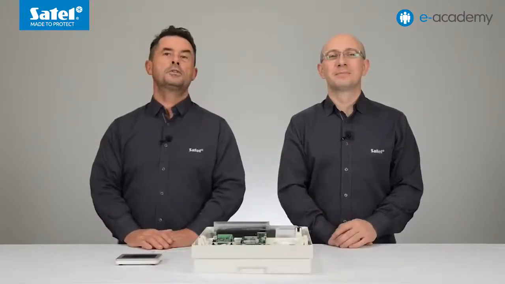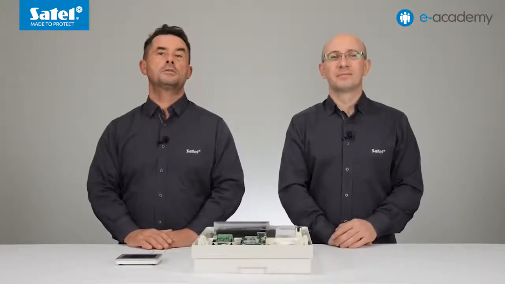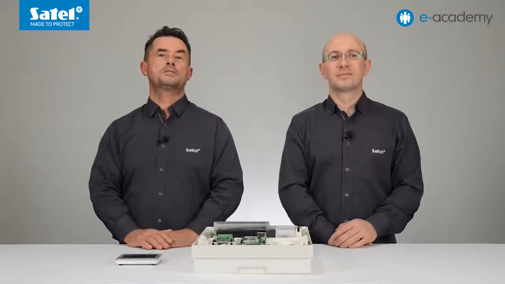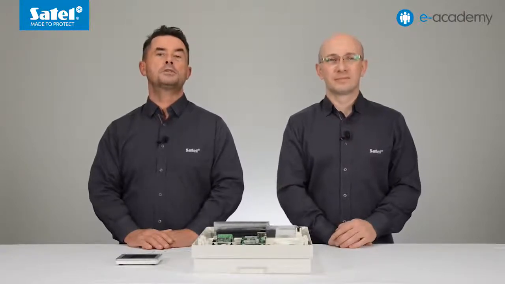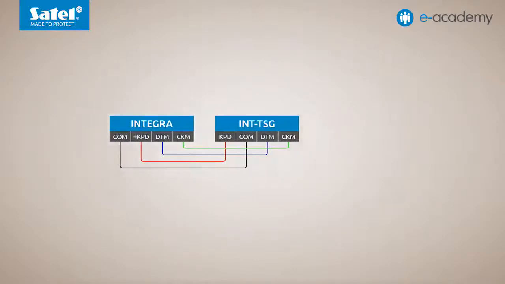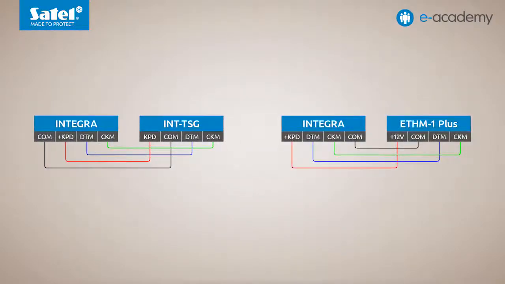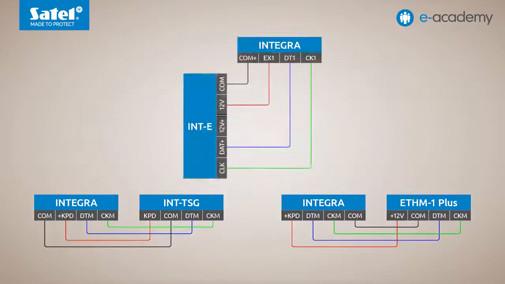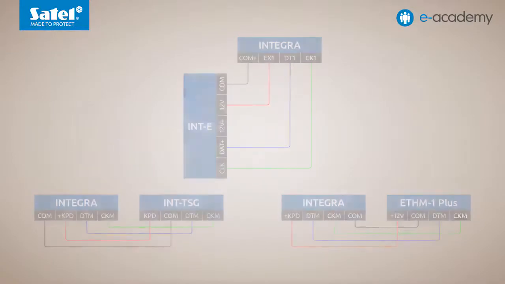Now let's go back to our system. Today all actions will be presented based on the physical devices for which we set the addresses in the previous episode. The INT TSG keypad and the ETHM1 Plus module have been connected to the keypad bus, whereas the INT-E expander has been connected to the first expander bus. First, devices connected to the keypad bus must be identified.